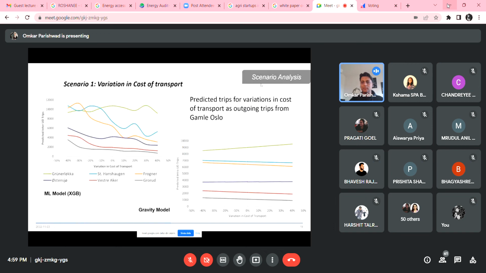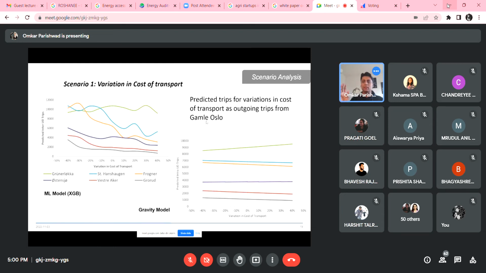And this is the scenario analysis, which is a comparison between the gravity and machine learning models, basically. And we can see that, again, when I'm reducing the cost of transport, how my four different subdivisions respond, and these are from one of the subdivisions. So this is the gravity model, which gives me the prediction results, which tells me if I increase or decrease a particular parameter, be it cost of transport or be it population.